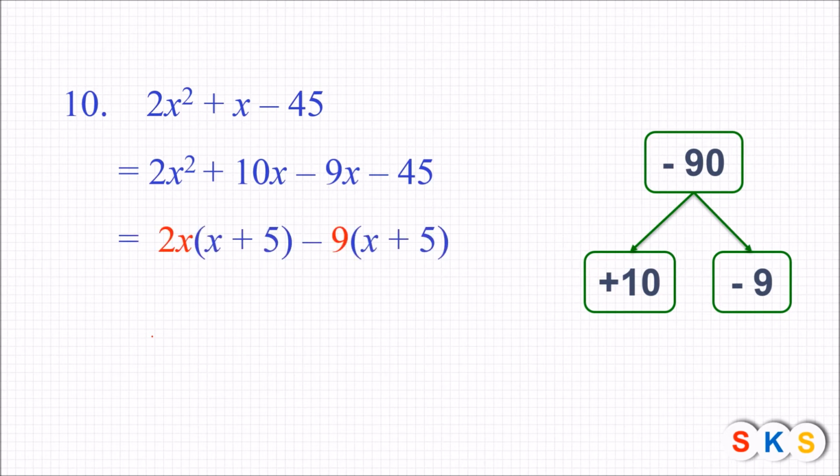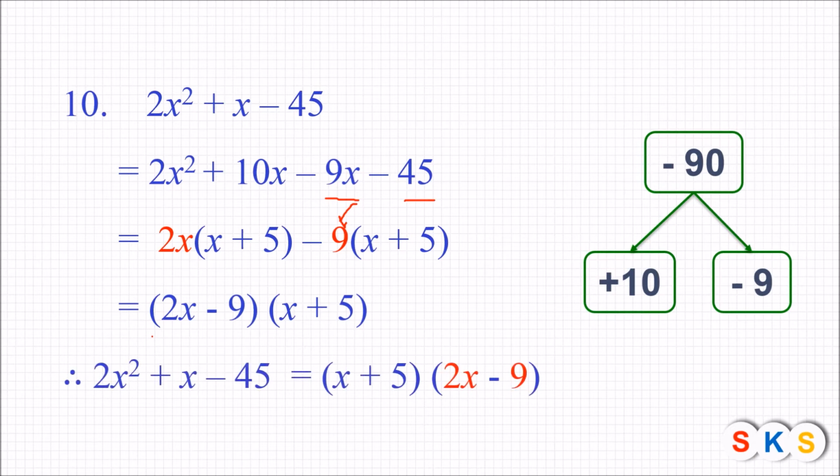And what is common in the next group over here? You can see here the 9 is common because 9x means 9 into x and 45 means 5 into 9. So common is 9. That I have taken here common. So what is left in the bracket? X plus 5. So what we will get here? 2x minus 9 in first bracket. In second bracket you will get x plus 5. Therefore 2x square plus x minus 45 can be written as x plus 5 into 2x minus 9.